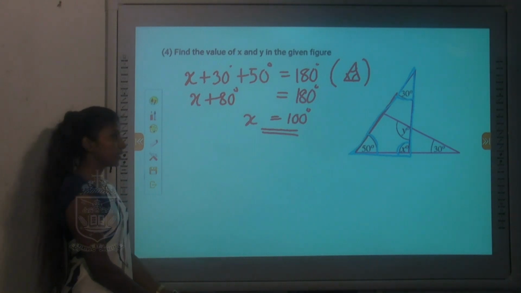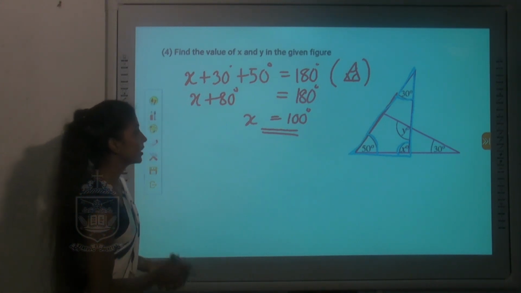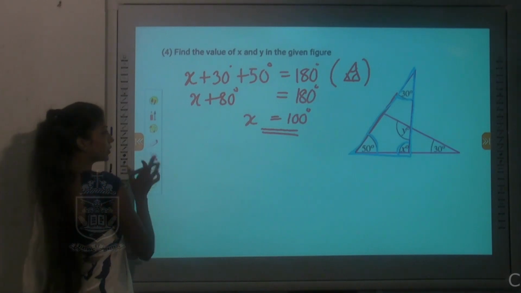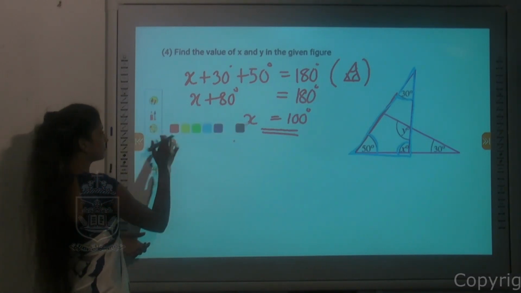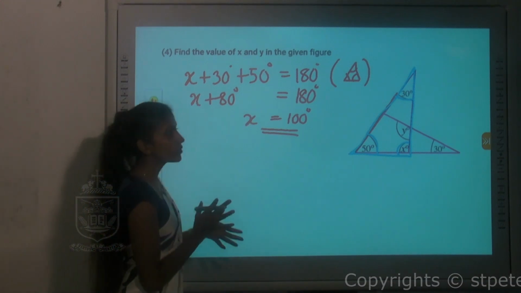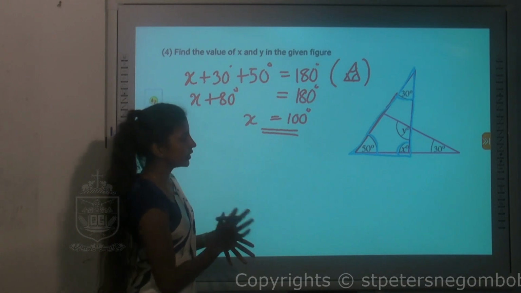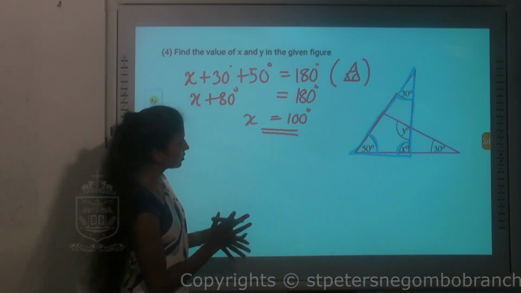Next step is to find the value of y. How can you find y? Now I am going to show you what you are going to select here. Right. Okay children, think of this quadrilateral now. Okay, think of this quadrilateral first.